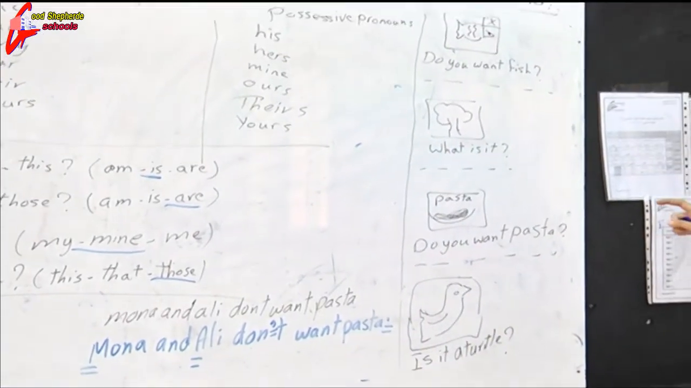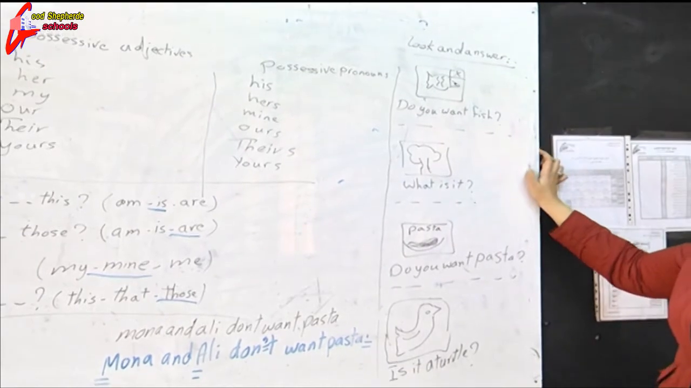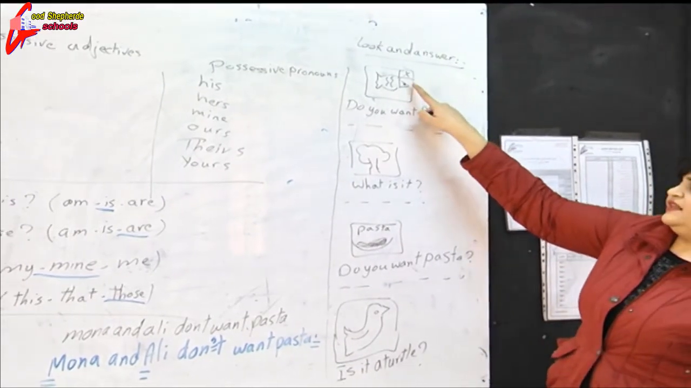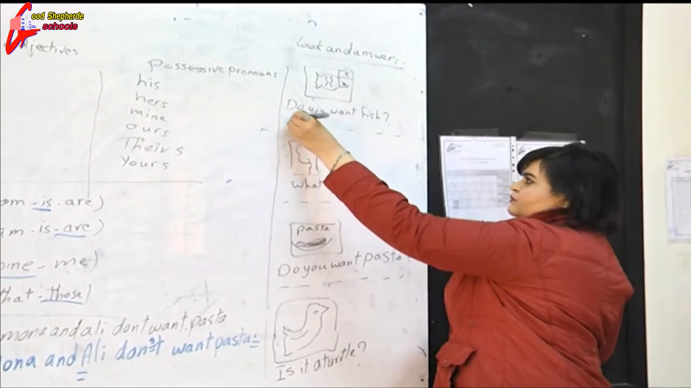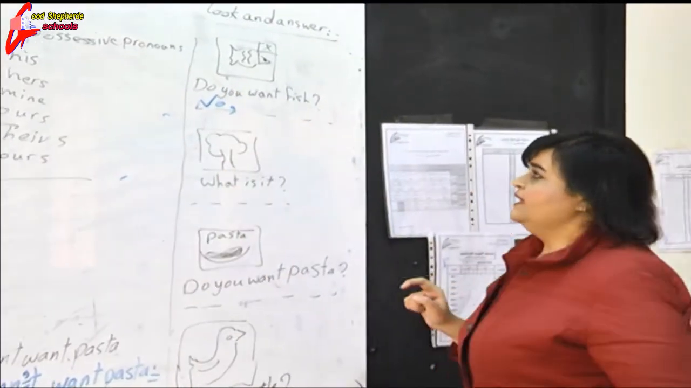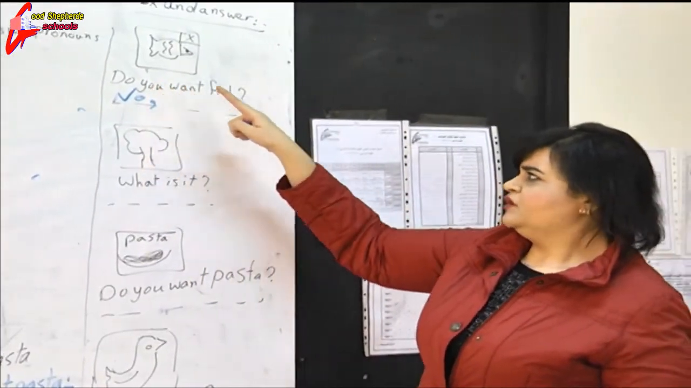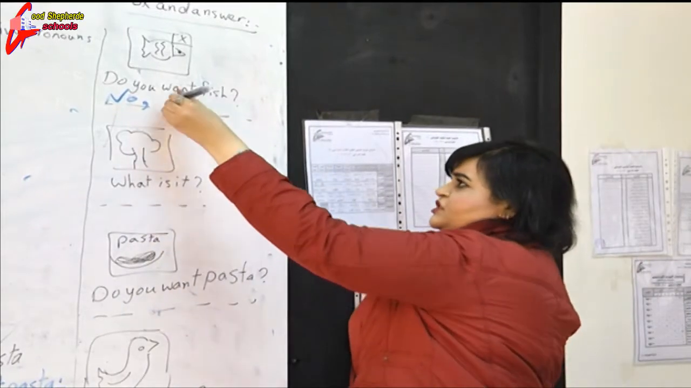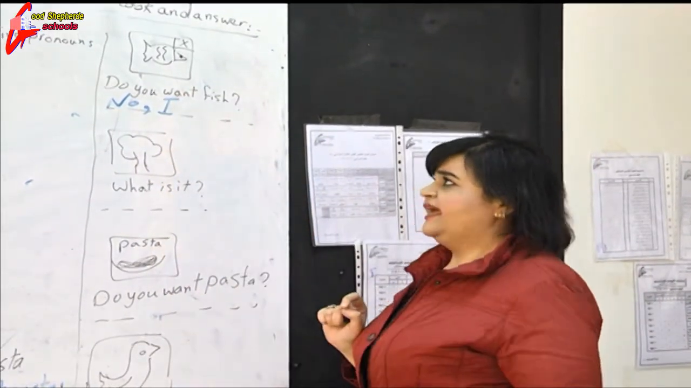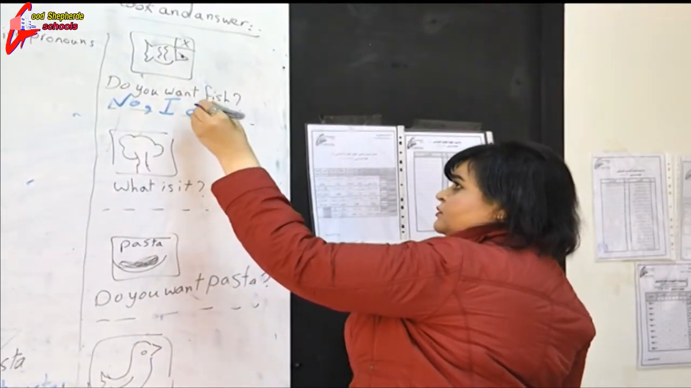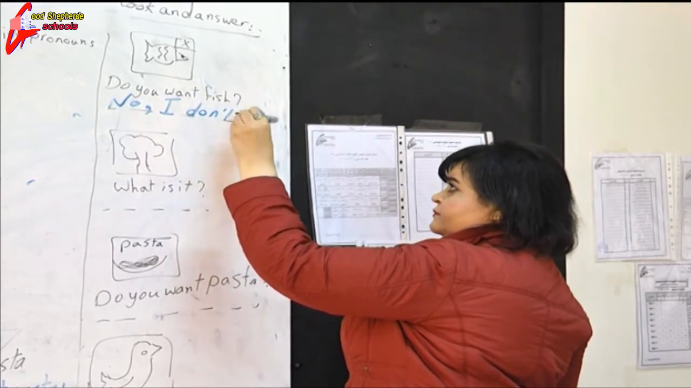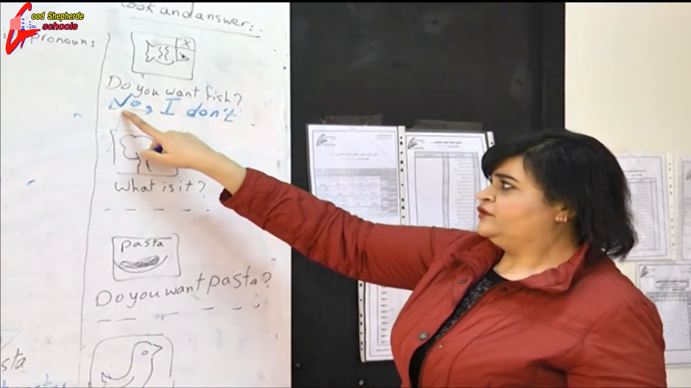Okay, look at the answer. I have here a picture and a question. I have here wrong, that means I will answer with no. Okay, so I have here, do you want fish? So you in the question turns into I in the answer, and do turns into don't, because I have here no.